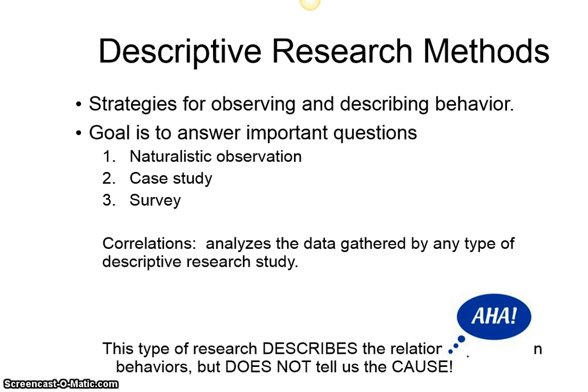So descriptive research methods, remember, are strategies for observing and describing behavior. The goal of descriptive research is to answer important questions through either naturalistic observation, case studies, or surveys. And we use correlation as a way to analyze the data that we gathered in these types of studies. The important thing to remember here is that descriptive research never ever tells us one variable causes another. In other words, you cannot infer causation from descriptive research.